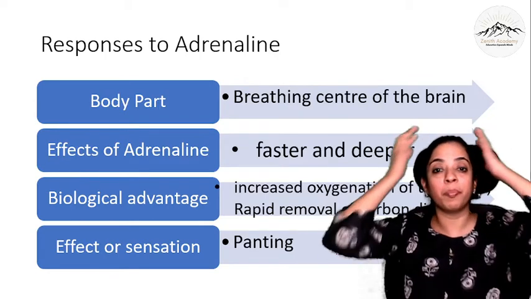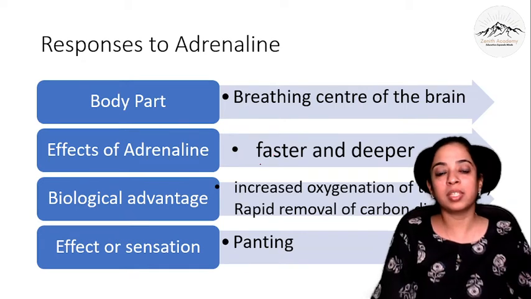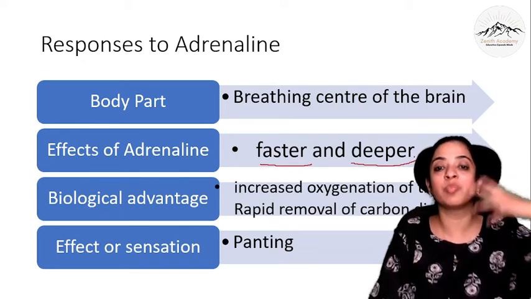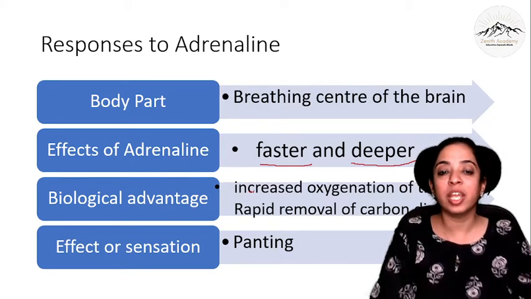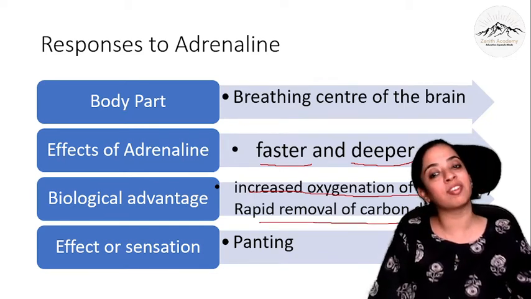Now what happens to the breathing center of the brain? Okay, so the breathing becomes faster and deeper. Okay, the brain starts breathing faster and deeper. What is the biological advantage? Increased oxygenation of blood and rapid removal of carbon dioxide.